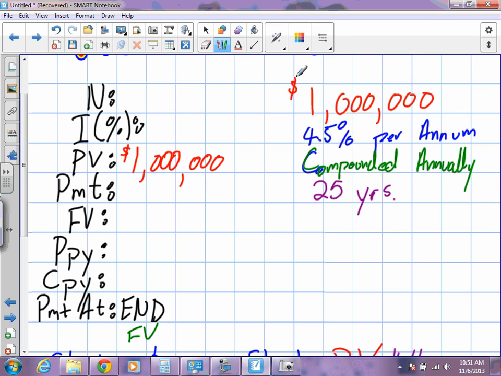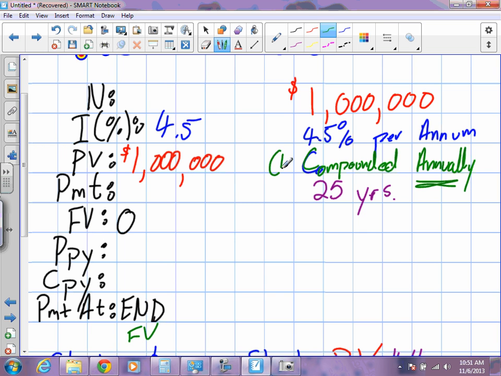What is our interest rate? 4.5. Okay. What is our future value if our present value is $1 million? We're not dealing with future value, so we'll put in 0. Compounded annually, what does that mean? Once a year. So our compound period is 1, and our payment period is 1.